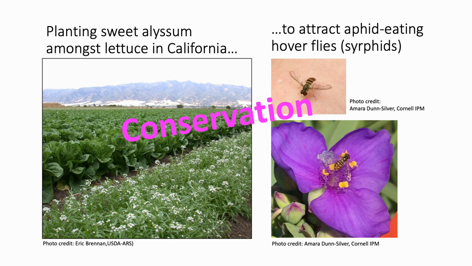Planting sweet alyssum near lettuce plants to control aphids is an example of conservation biocontrol because you are attracting and feeding natural enemies from the surrounding area, rather than releasing them.